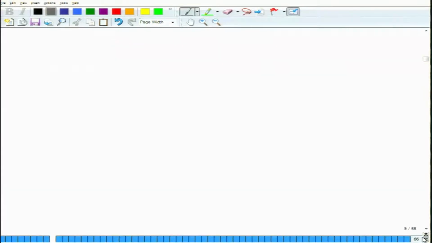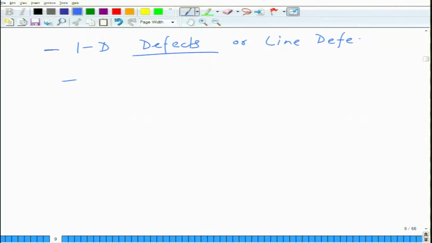The second level of defects in terms of dimensions would be 1D defects, and here we talk about lines. So, these are also called line defects. So, here the categories are edge dislocation and screw dislocation.